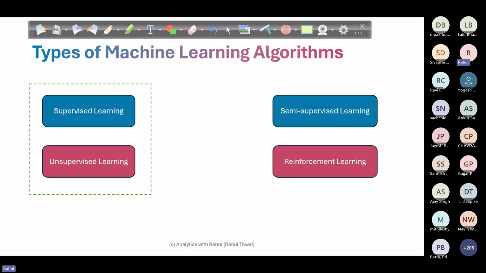There are various types of machine learning we have. One is supervised machine learning, unsupervised machine learning. We have semi-supervised machine learning, and at the same time, we have reinforcement machine learning as well. In this particular session, we are going to talk about supervised and unsupervised machine learning techniques.